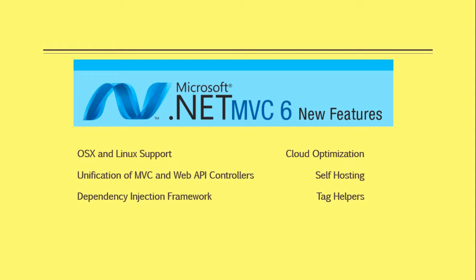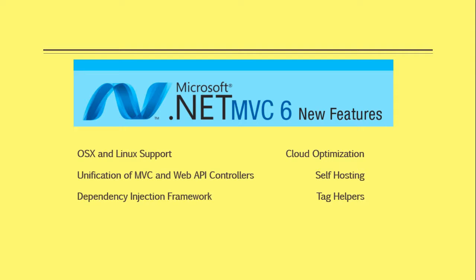So number one is OS X and Linux support, which means this version can run on any operating system, which is a huge support, which is a big help. The second thing is cloud optimization. So Microsoft is talking about cloud optimization in MVC 6. So what happens when you deploy an MVC 6 application on cloud? It is going to pick the required dependent DLLs automatically.